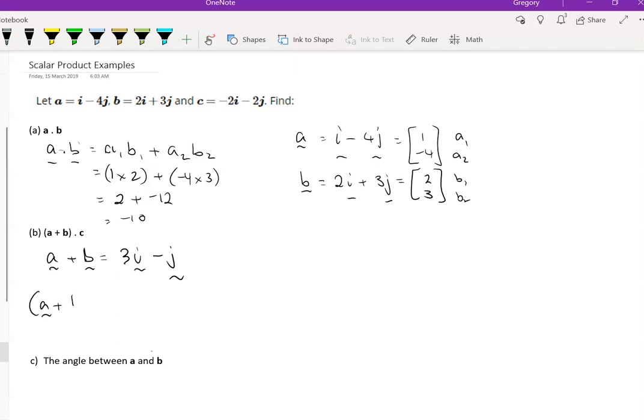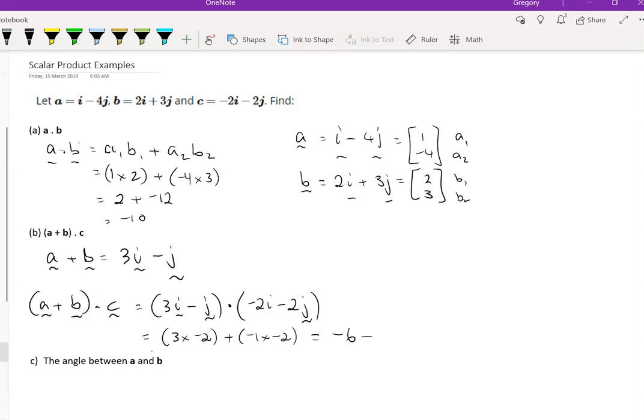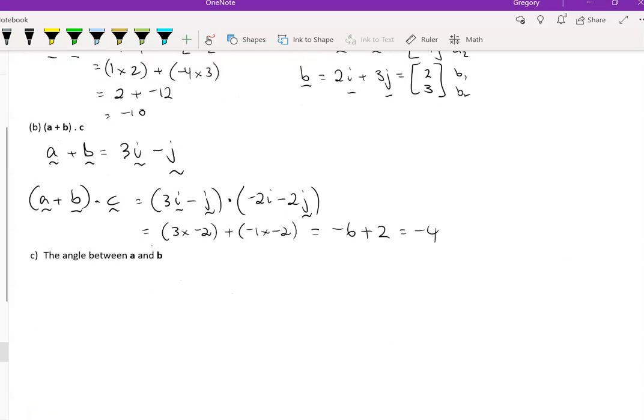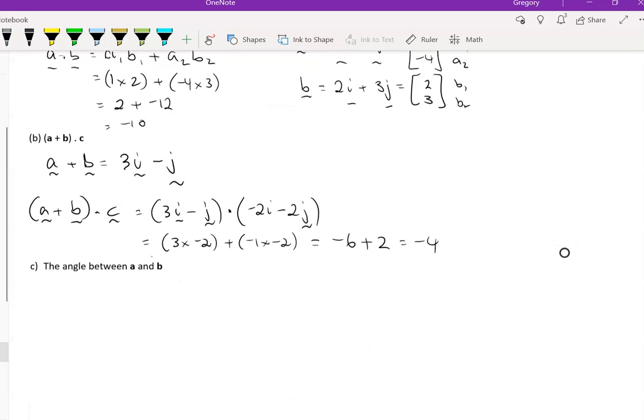Therefore A plus B dot C is going to be 3i minus j dot product with C, which is negative 2i minus 2j, which we're going to go with as 3 multiplied by negative 2 plus negative 1 multiplied by negative 2. Running out of space, I'll just do it here. 3 times negative 2 is negative 6, plus 2, negative 4. Pretty simple.